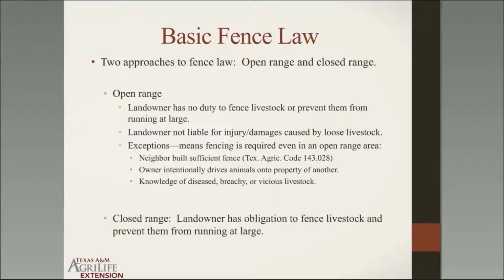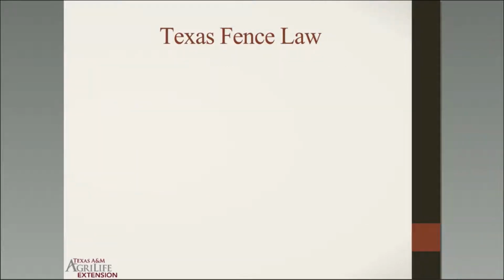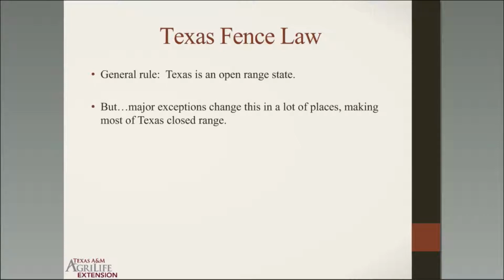The flip side of that is a closed range area, and that's just an area where the animal owner does have an obligation to fence their livestock and to prevent them from running at large. All right, so sometimes you'll hear this called a fence-in area, again, because the obligation is on the landowner to fence those animals in. So, with all that background, what is Texas? Well, the general rule, our starting point, is that Texas is an open range state, okay? However, there are a couple of major exceptions that actually change that and make most of the state of Texas be closed range.